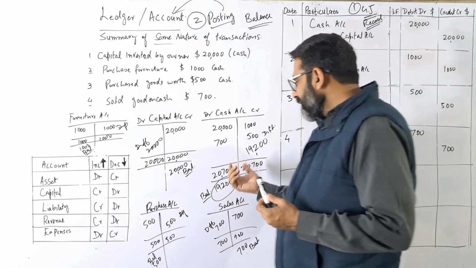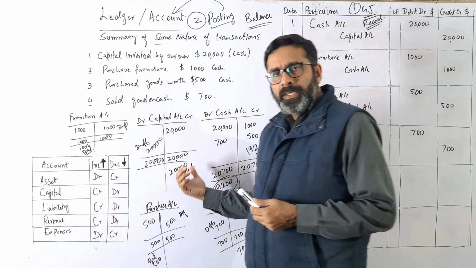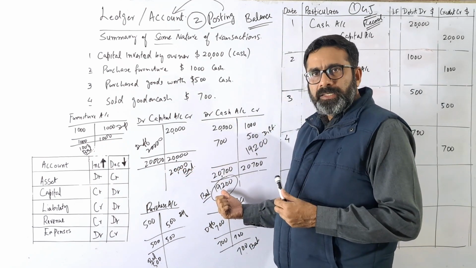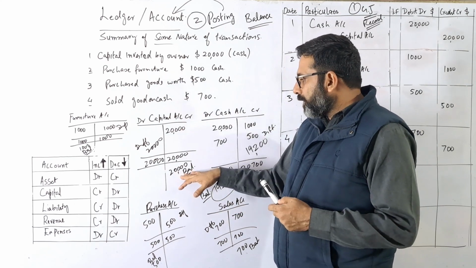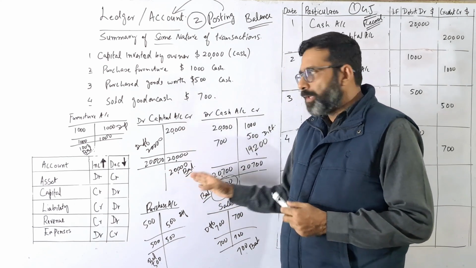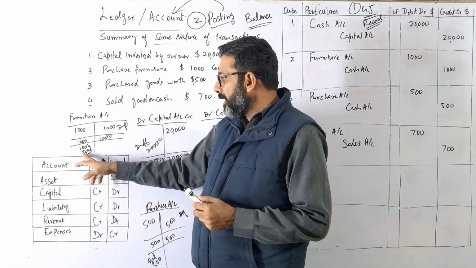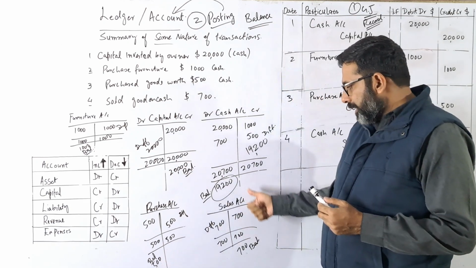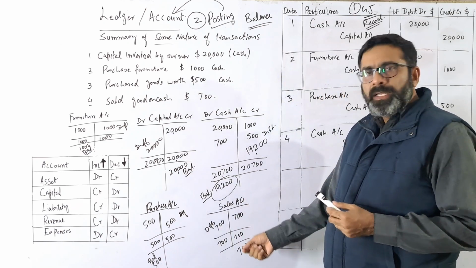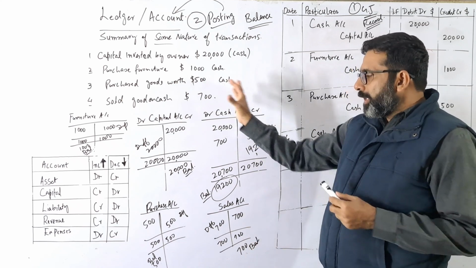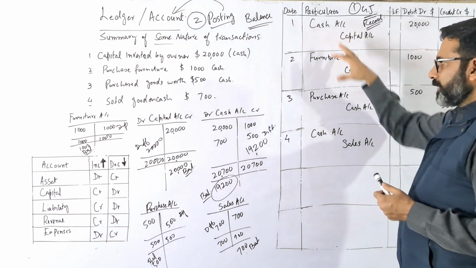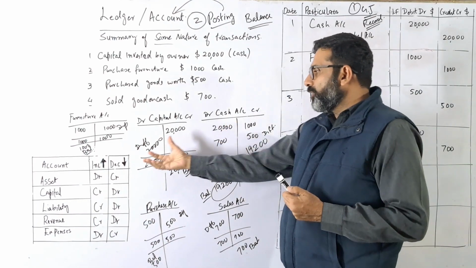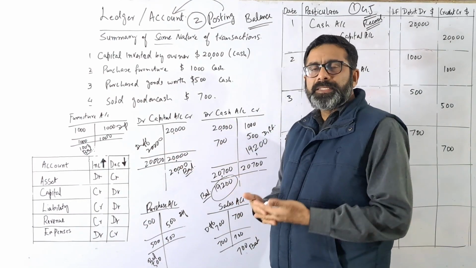So every account has either a debit balance or a credit balance. Now the cash account has a debit balance of 19,200. The capital account has a credit balance of 20,000. The furniture account has a debit balance of 1,000. The purchase account has a debit balance of 500. And the final one, the sale account, has a credit balance of 700. So in this way, we have 4 transactions recorded, then these are posted, and then we have calculated the balance of each and every account.